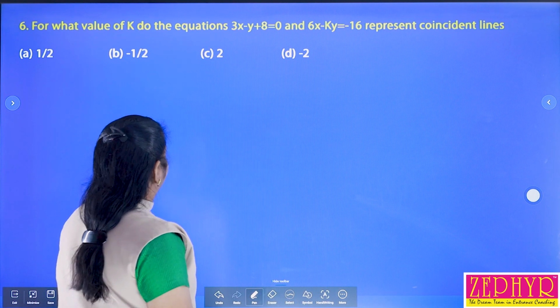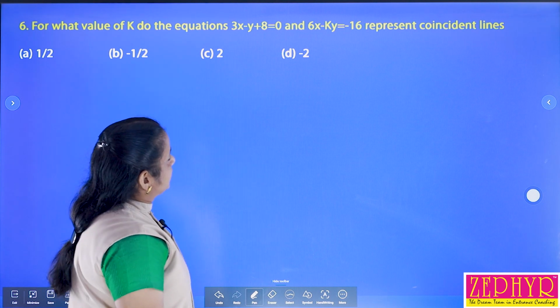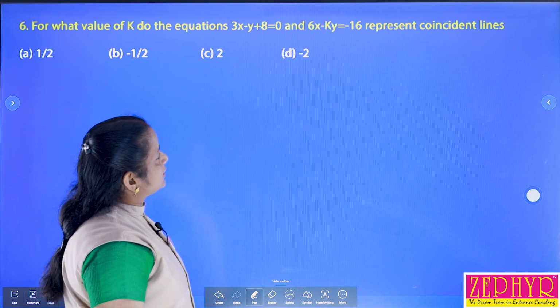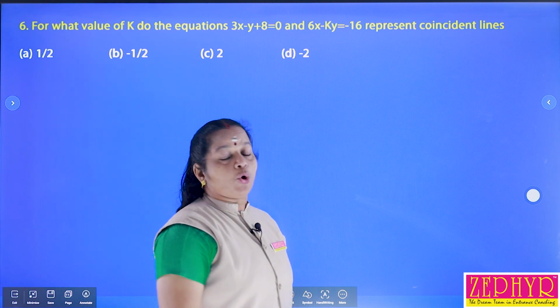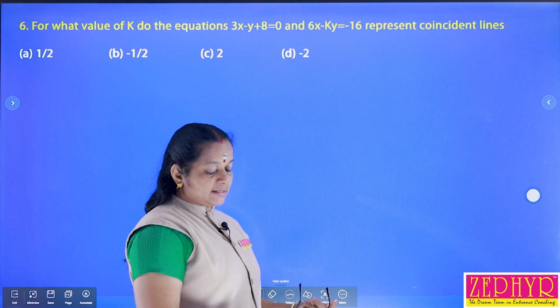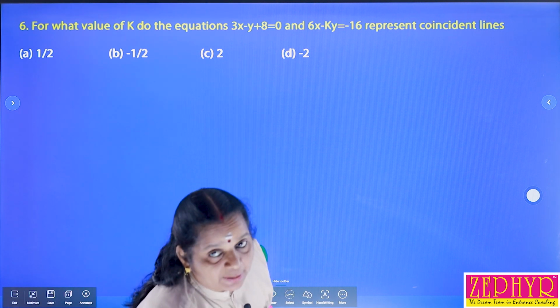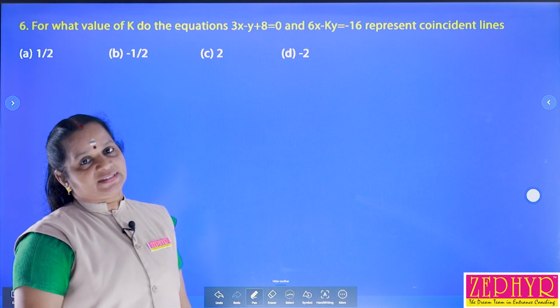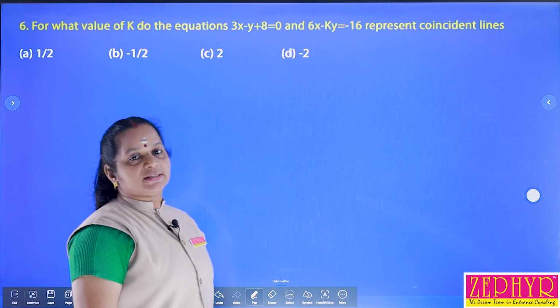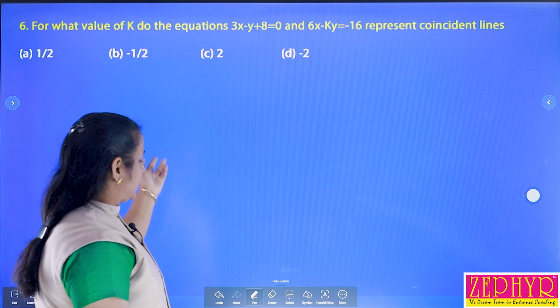For what value of k do the equations 3x minus y plus 8 is equal to 0 and 6x minus ky is equal to minus 16 represent coincident lines? From the theory, we know that when these two lines are coincident, a1 by a2 is equal to b1 by b2 is equal to c1 by c2. Can you do this as homework and do this question?